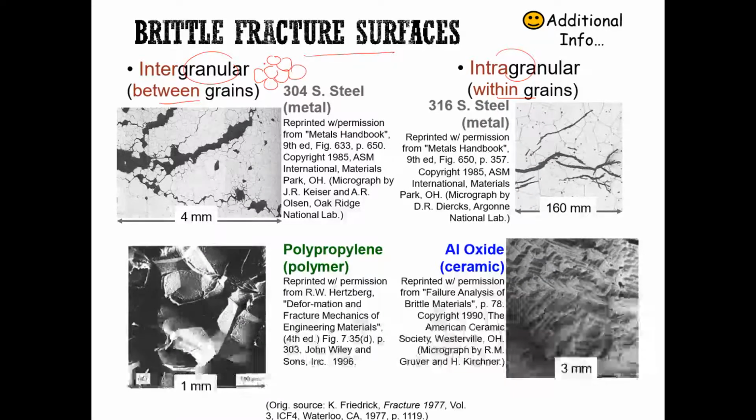Between grains means along the grain boundary, where the crack starts to propagate. If it is intragranular, it is within the grain itself. This is your grain, and the crack propagates within the grain. These are examples: 304 stainless steel and 316 stainless steel. We also have some polymer materials, polypropylene, and also some aluminum oxide ceramic.